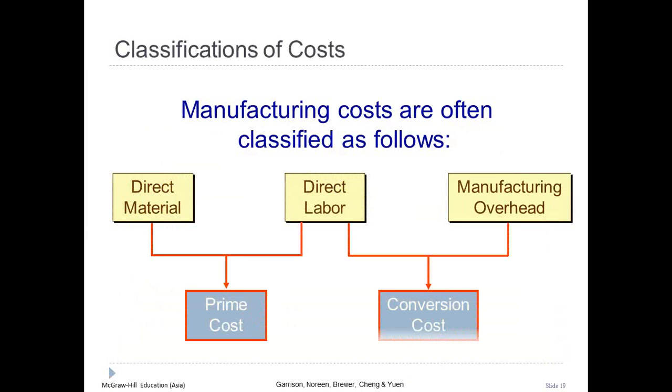Two more cost categories are often used in discussions of manufacturing costs: prime cost and conversion cost. Prime cost is the sum of direct material cost and direct labor cost. Conversion cost is the sum of direct labor cost and manufacturing overhead cost. So the term conversion cost is used to describe direct labor and manufacturing overhead because these costs are incurred to convert materials into the finished product.